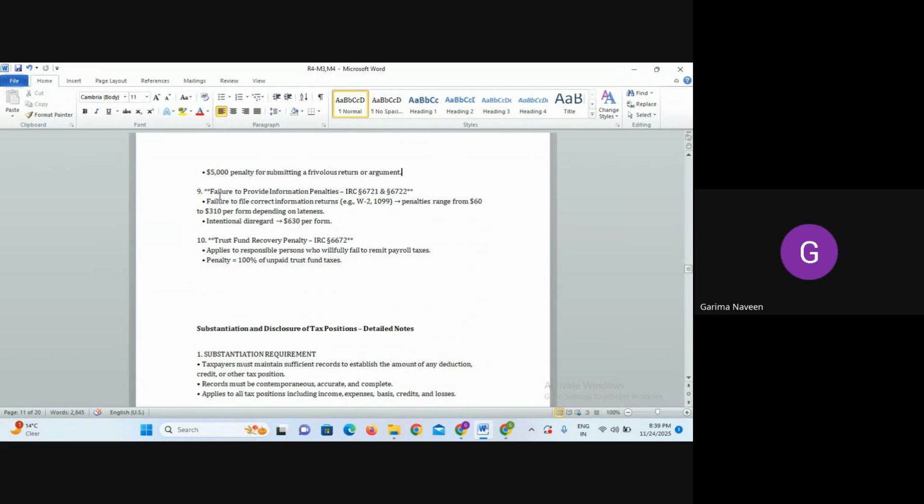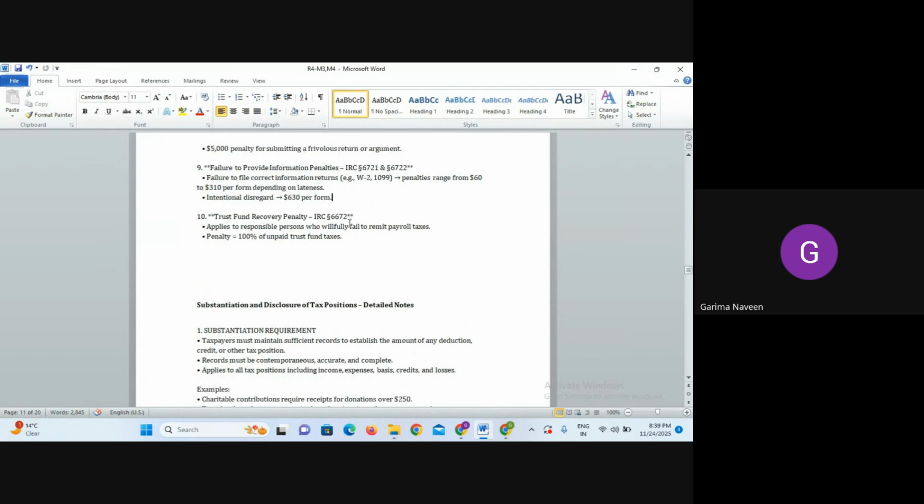Next is failure to provide information penalties. If you fail to provide the correct information in your return, then you are subject to a penalty which ranges from $60 to $310 per form depending upon the lateness. Like if you have failed to provide a W2 form or a 1099 form, then this penalty will be applied.